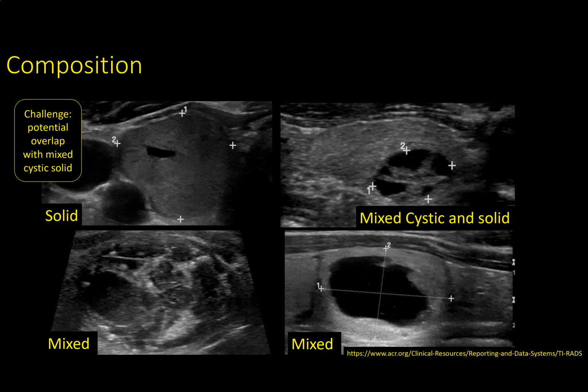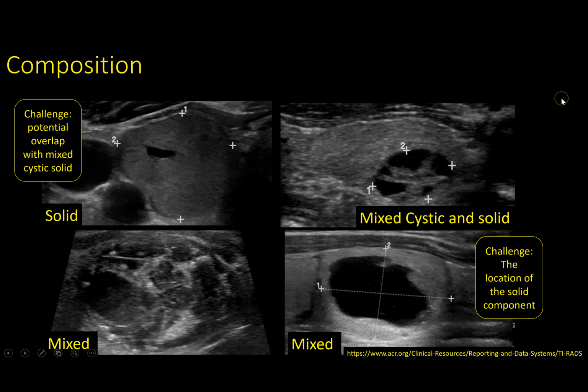Potential pitfalls and challenges would be the almost solid nodules, in which they're, we'll say, 75% solid or 80% solid. Would you consider this solid or would you consider it mixed cystic solid? I would anticipate some discrepancy between readers if this is a mixed cystic or solid nodule. The other thing to take into account is the location of the solid component.